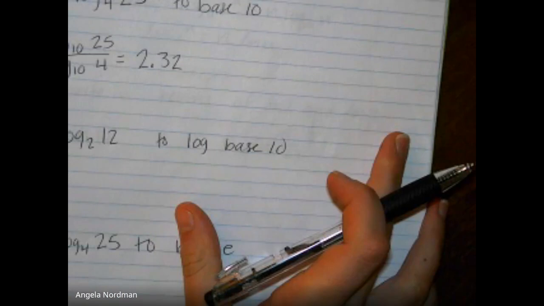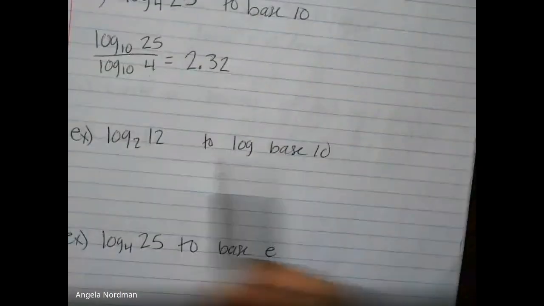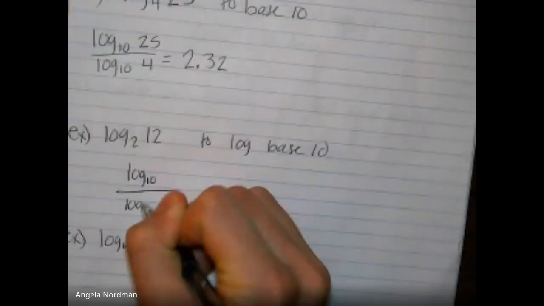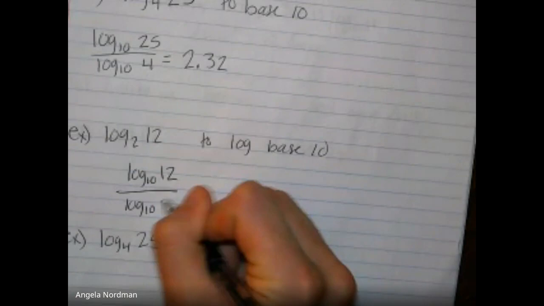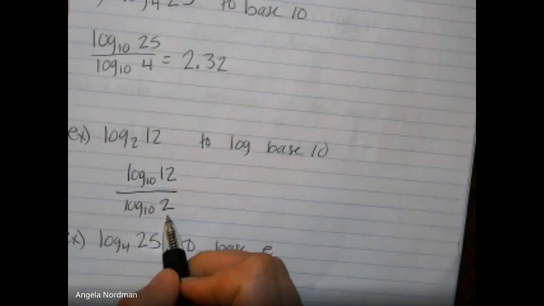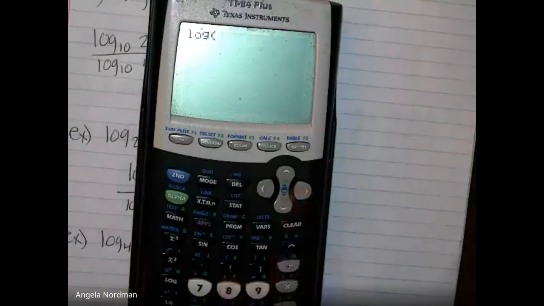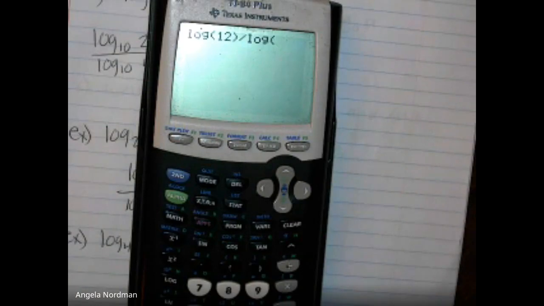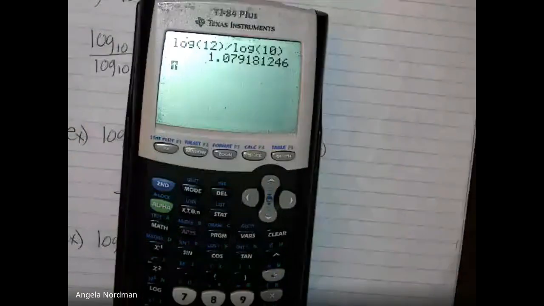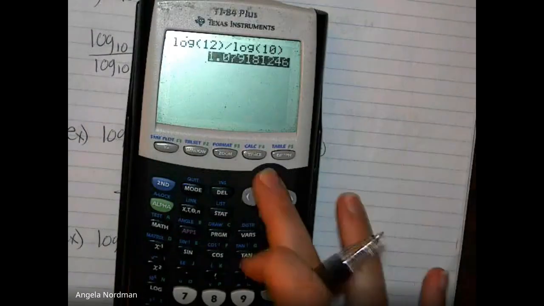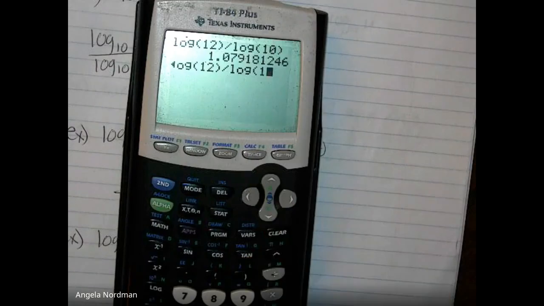So what if I want to change the following? Log base 2 of 12 to base 10. Again, I will have log base 10 over log base 10. This one will be of 12, and the old base goes down here. So log of 12 divided by log of 2. Sorry, let me... So it's 3.58.